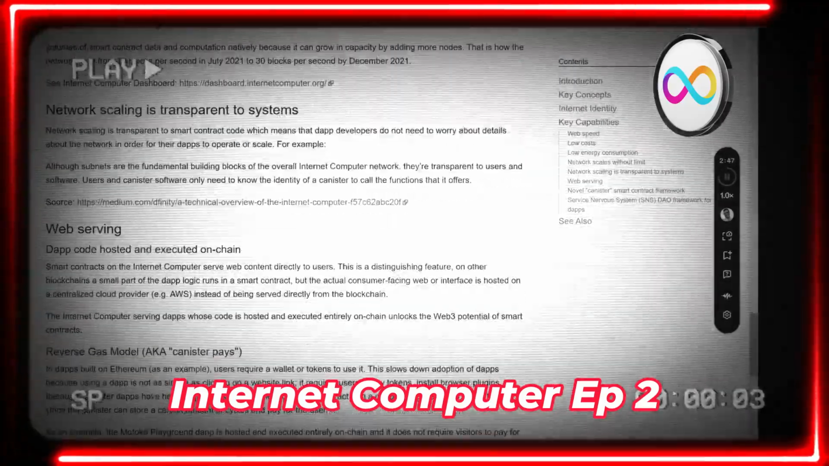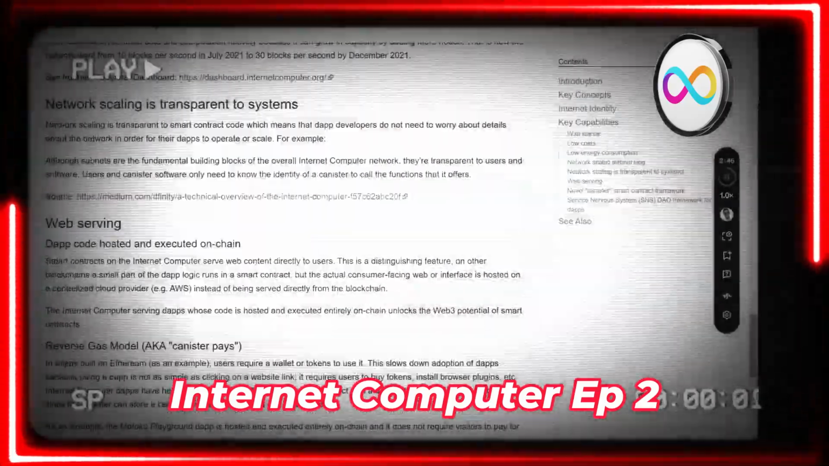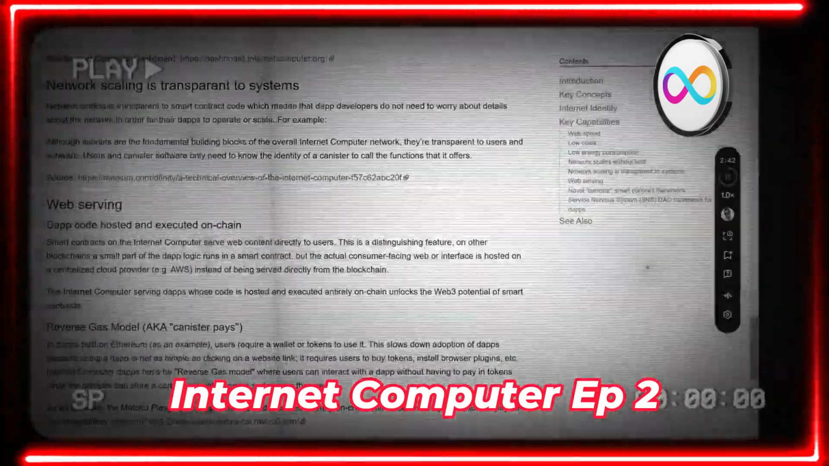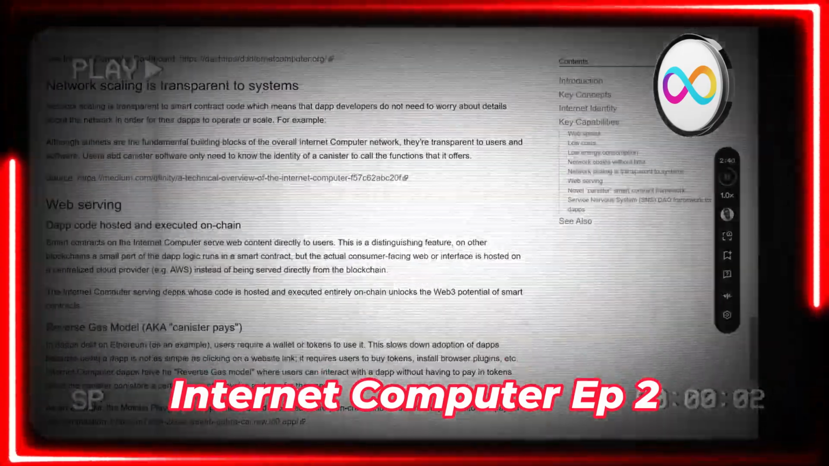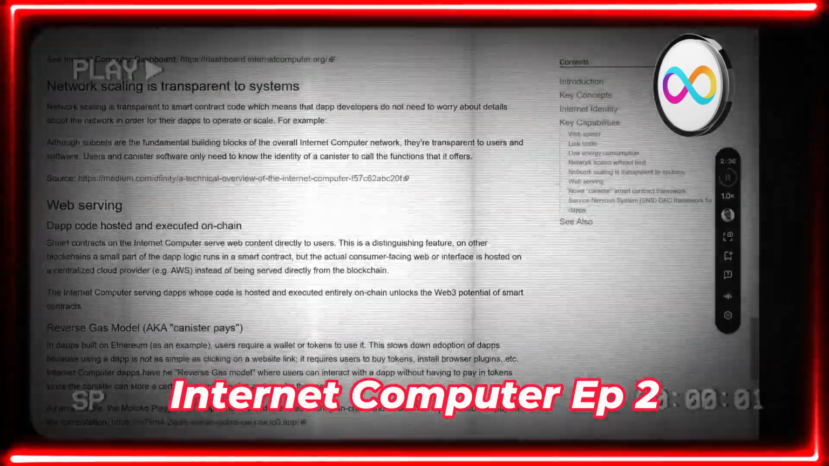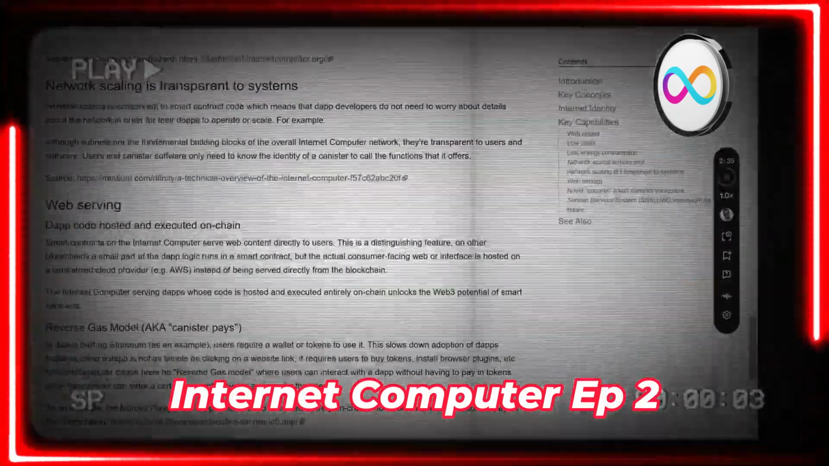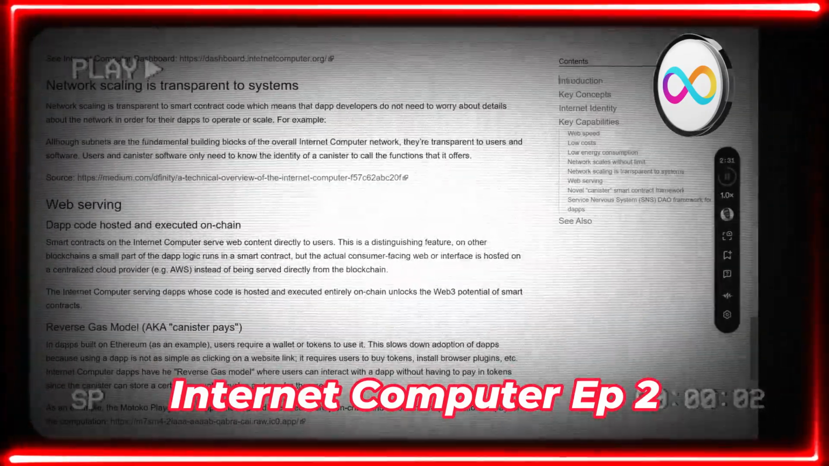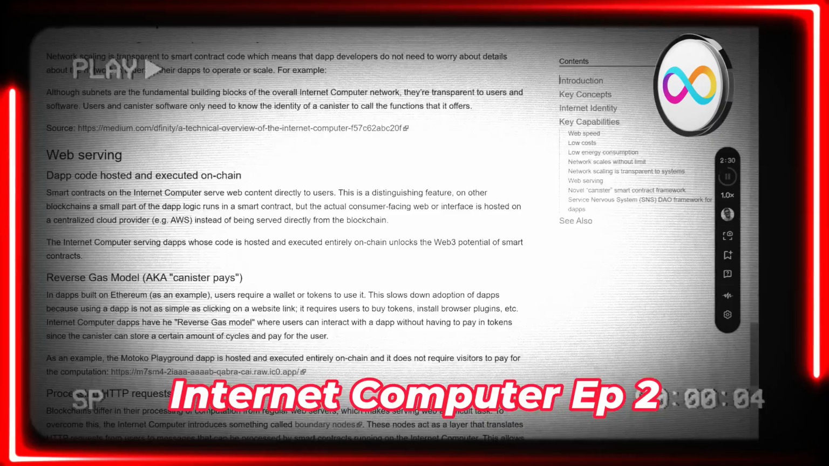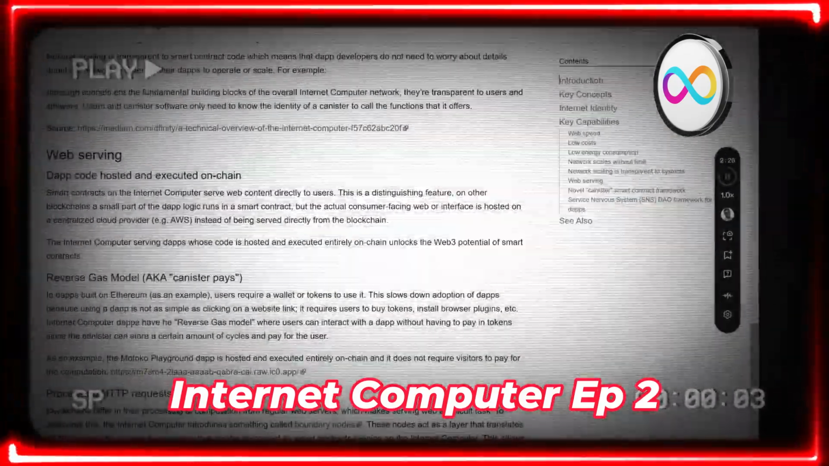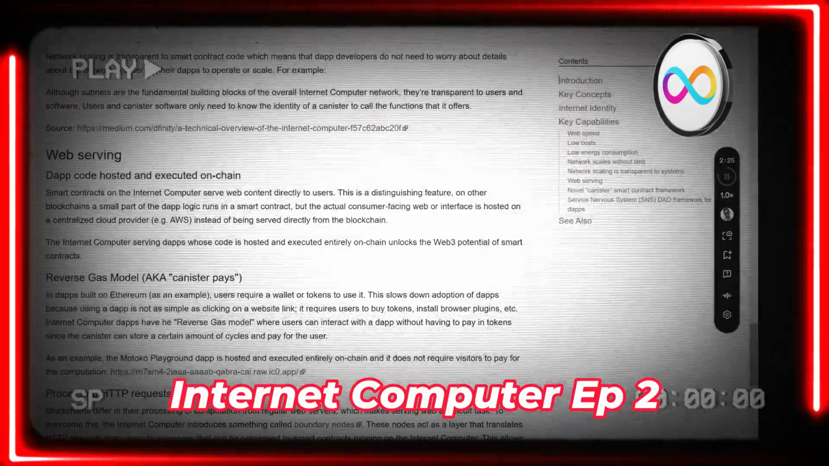Web serving. dApp code hosted and executed on-chain. Smart contracts on the Internet Computer serve web content directly to users. This is a distinguishing feature. On other blockchains, a small part of the dApp logic runs in a smart contract. But the actual consumer-facing web interface is hosted on a centralized cloud provider, for example AWS, instead of being served directly from the blockchain. The Internet Computer serving dApps whose code is hosted and executed entirely on-chain unlocks the Web3 potential of smart contracts.